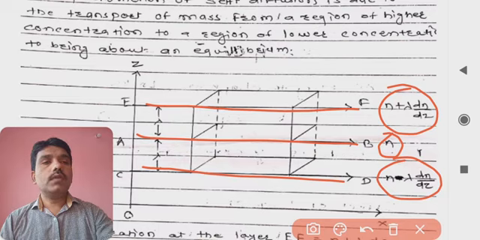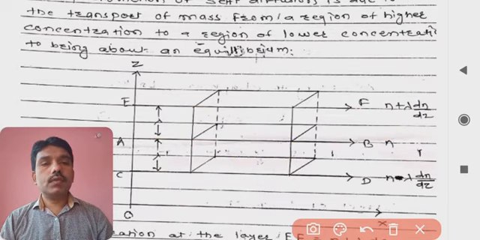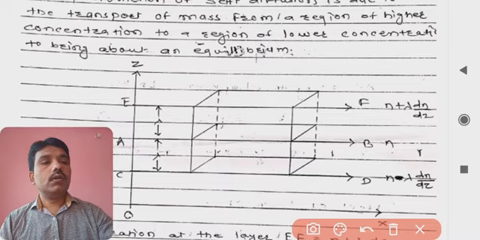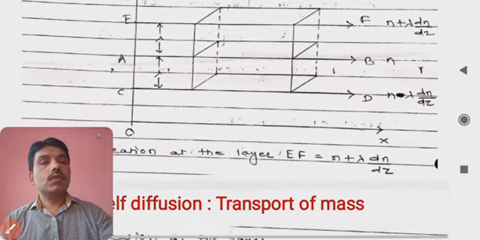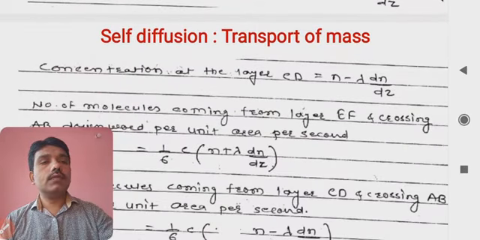No doubt 1/6 of the gas molecules will transfer from the EF layer downward, and 1/6 of the gas molecules from the lower concentration will move towards the upper layer. So this is the process of transportation of the concentration, or the mass, of the gas molecules, which will cause diffusion, or the equilibrium position will be generated in that case. So here are the concentrations of the different layers as we discussed.